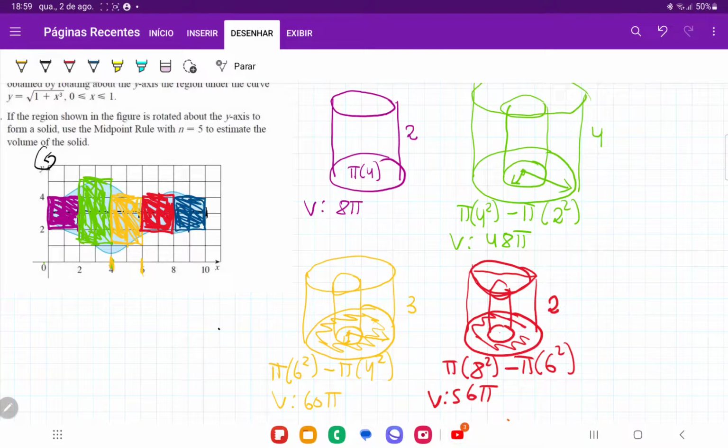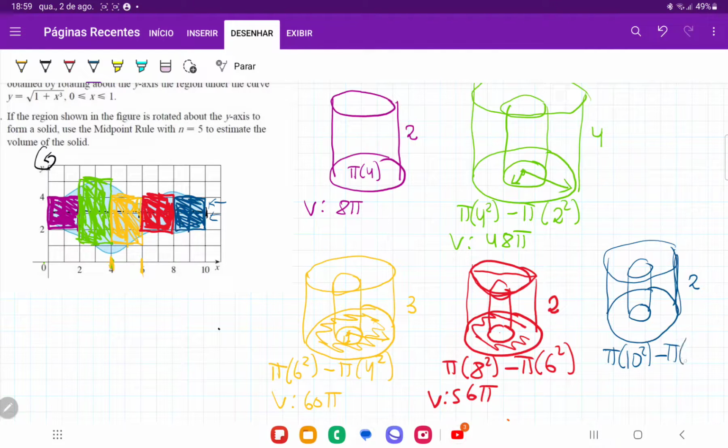And lastly, we need the blue one, right? So for the blue one, same deal here. This height, once more, is just 2, right? And we're going to do pi times the outer radius, which is 10, squared, minus pi times the inner radius, 8 squared. So 10 squared minus 8 squared is 36, times 2, that is 72 pi.